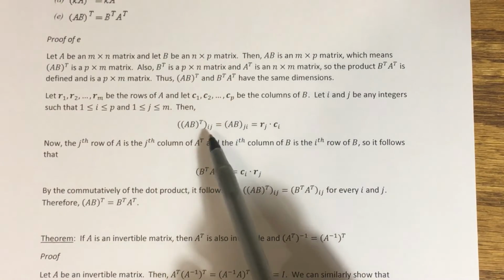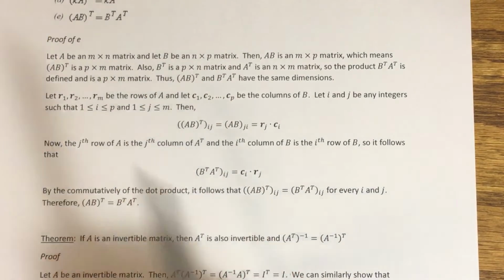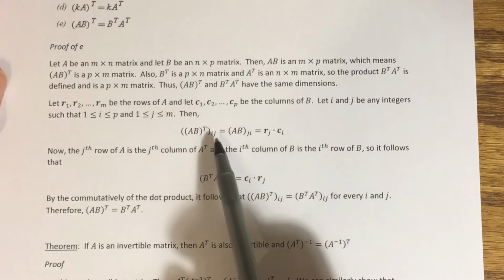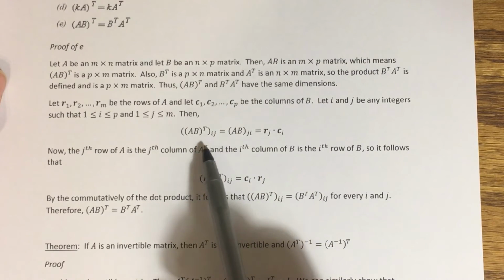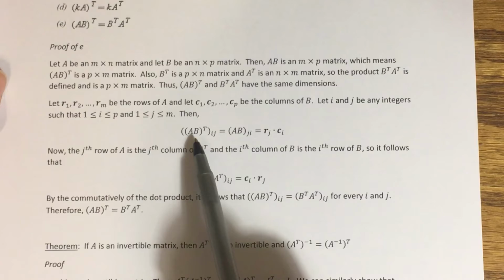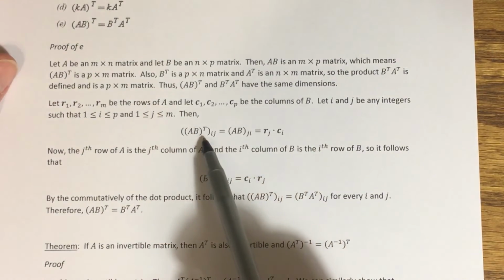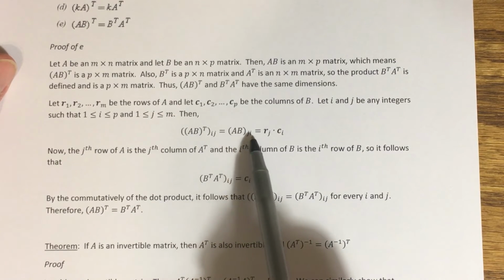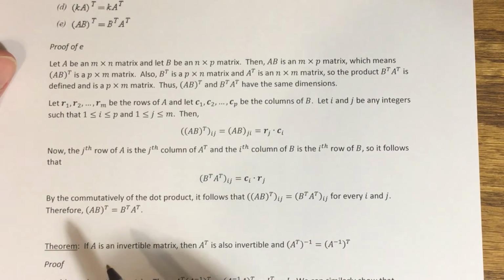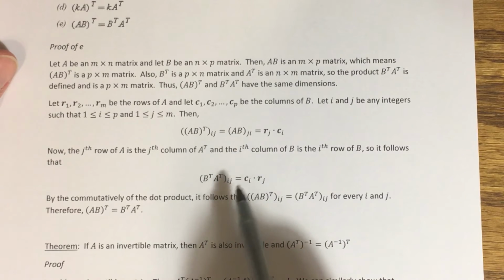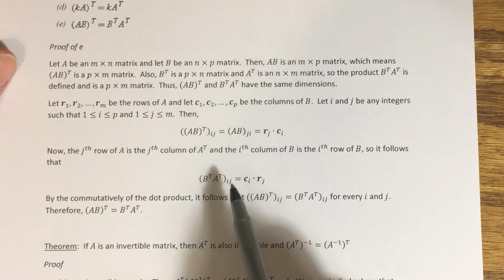Okay? So what I want to do is start with the matrix that's on the left-hand side, the transpose of AB, and take a look at its ijth entry. It's kind of a way of choosing an arbitrary entry. So what is the ijth entry of AB transpose? Well, the way that we defined transposes in the previous section is that the ijth entry of the transpose of a matrix is the jith entry of the original matrix. So that would be the same thing as the jith entry of AB. But what is the jith entry of AB?